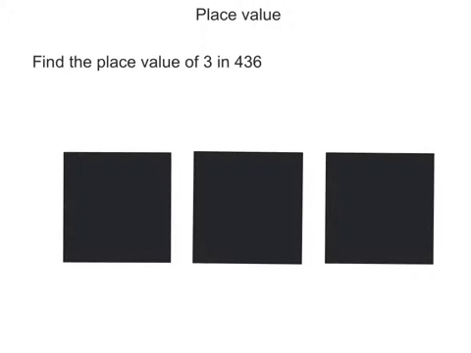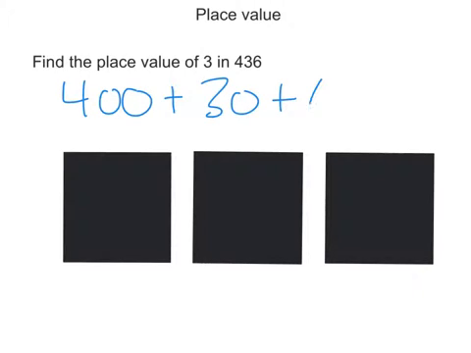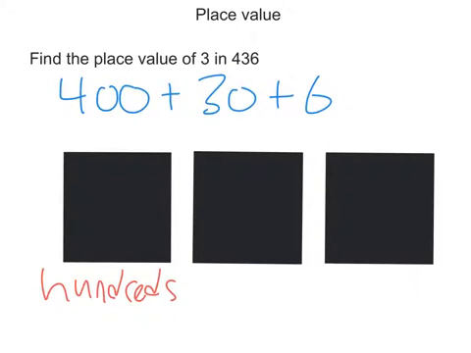So in 436, we have exactly that. We have 4 hundreds plus 30 and 6. And what this means is that we have 4 100s, 3 10s, and 6 1s. So let's go over here, and let's say this is our 100 spot. We'll say this is our 10s, right there. And let's say this is our 1s, our 1 spot, right there.